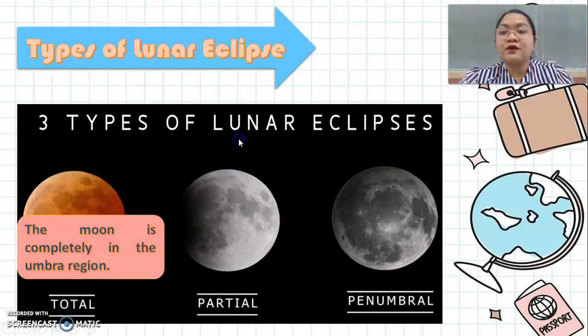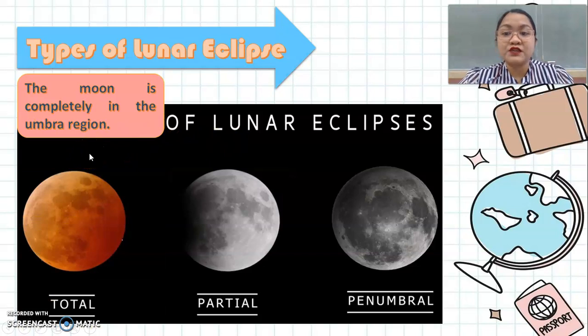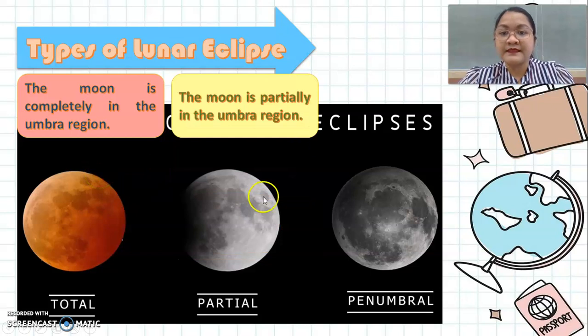Okay, so number one, we have the total lunar eclipse. When we say total lunar eclipse, the moon is completely in the umbra region. Again, when we say umbra region, this is the darkest part of a shadow. Meaning to say, if it is a total lunar eclipse, the moon becomes red, because it is reflecting the sun.